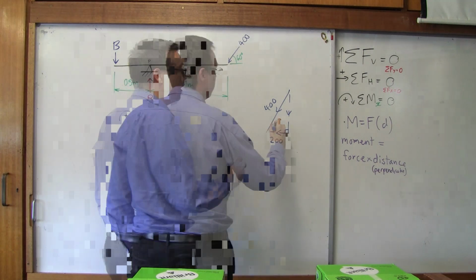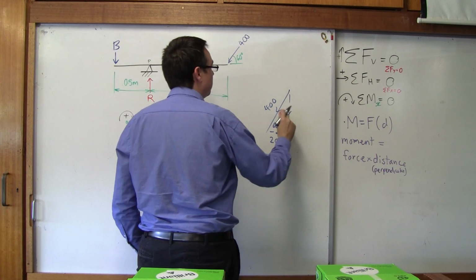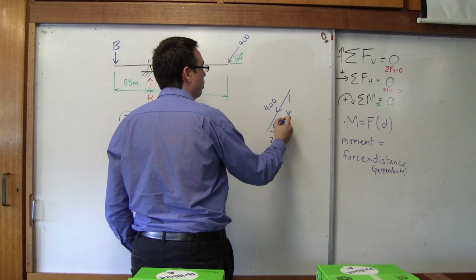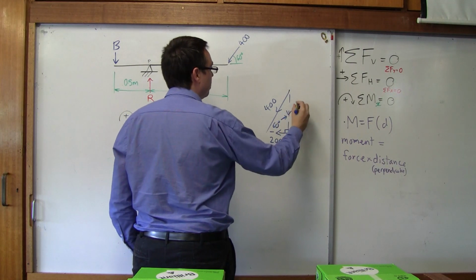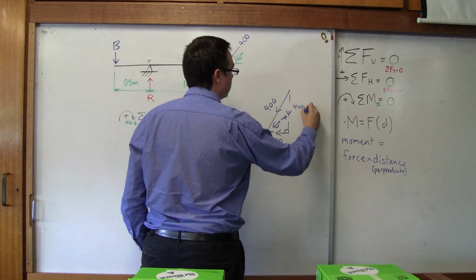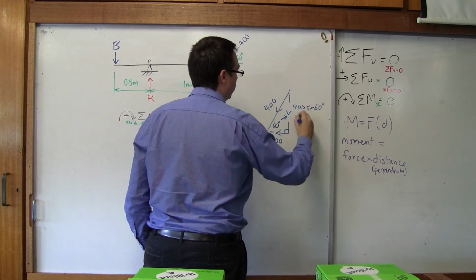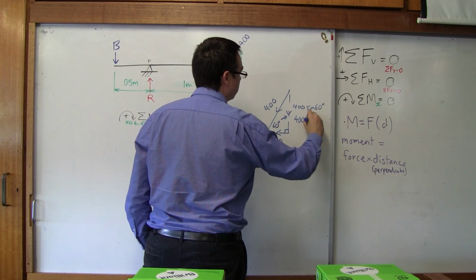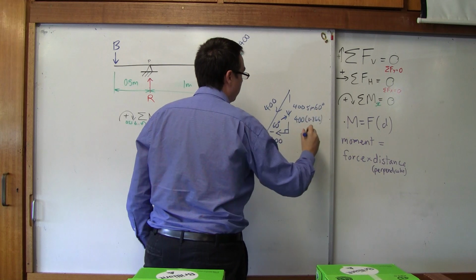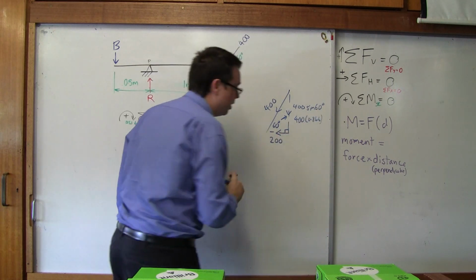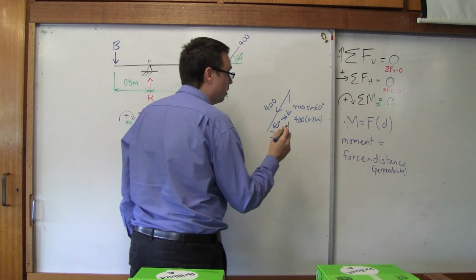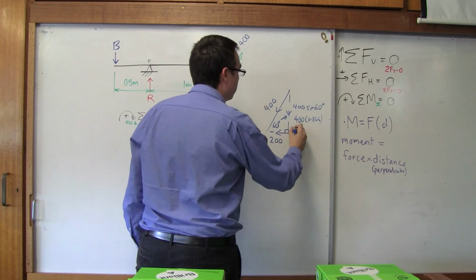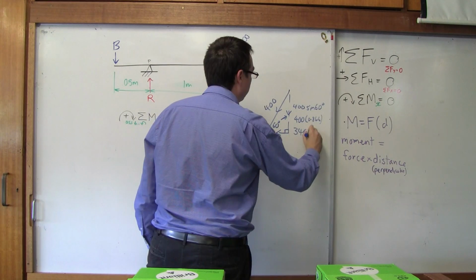Okay, so this is the angle. This is 60 degrees. So is this adjacent or opposite to the angle? Opposite. So this is going to be 400 sine 60, which is going to be equal to 400 brackets 0.866. You guys have calculators, can you tell me the answer? 346.4. What is it? One decimal. 346.4. Okay.